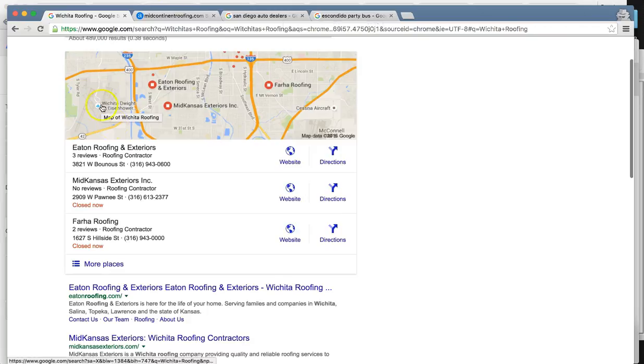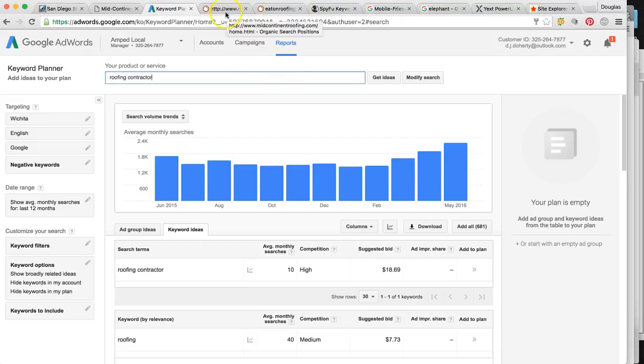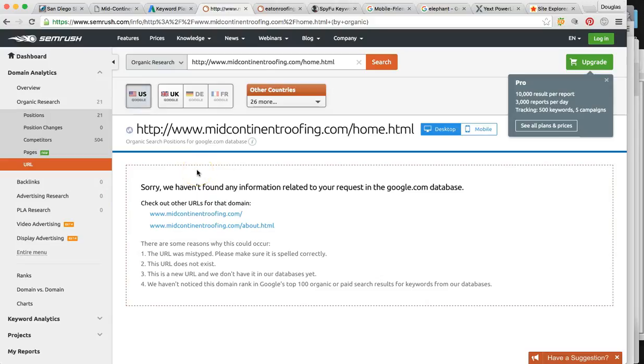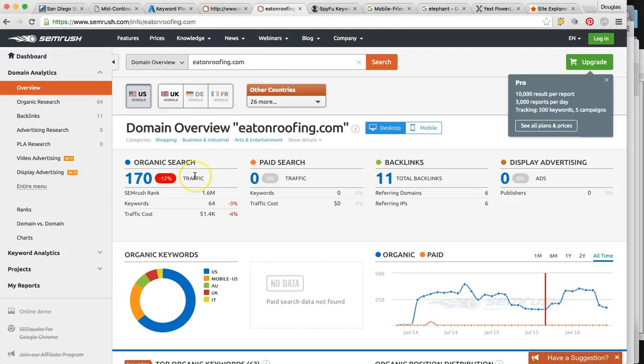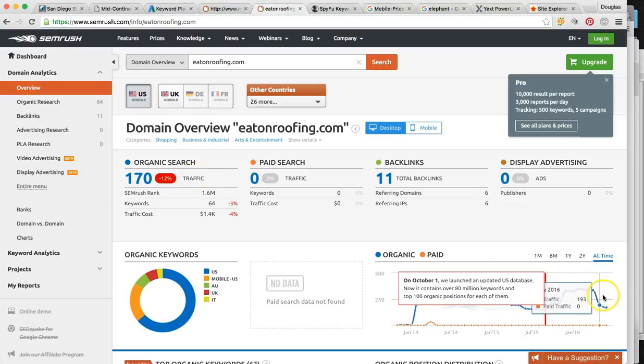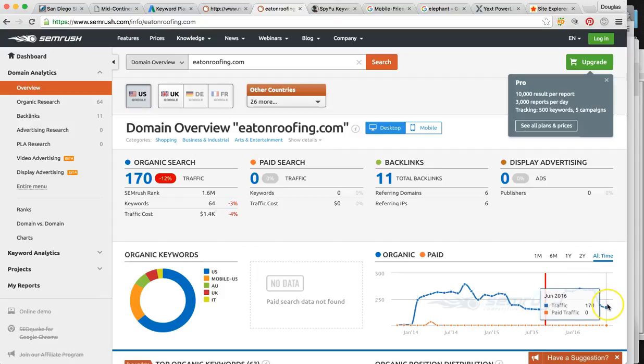Your number one competitor in Wichita is Eaton Roofing. They're number one in maps and number one organically, so they're controlling a lot of the business. Let me show you your site right now. I can't get any information back as far as how many people are visiting your site with SEM Rush. But for your competitor, their site's established, and they're getting about 190 to 170 hits per month. That's a lot of potential leads every single month that they're seeing.